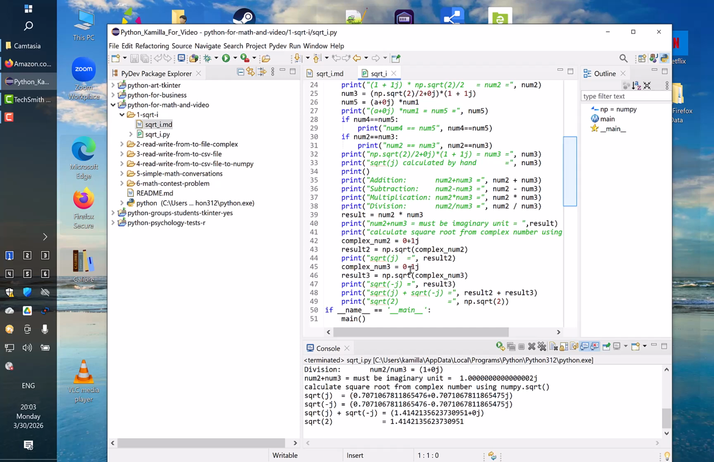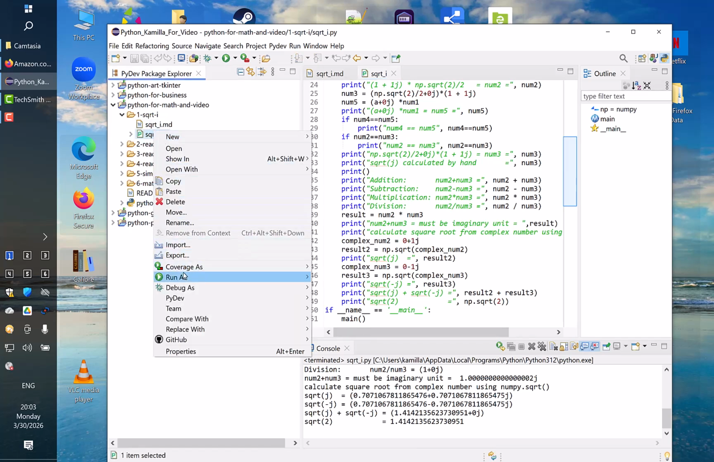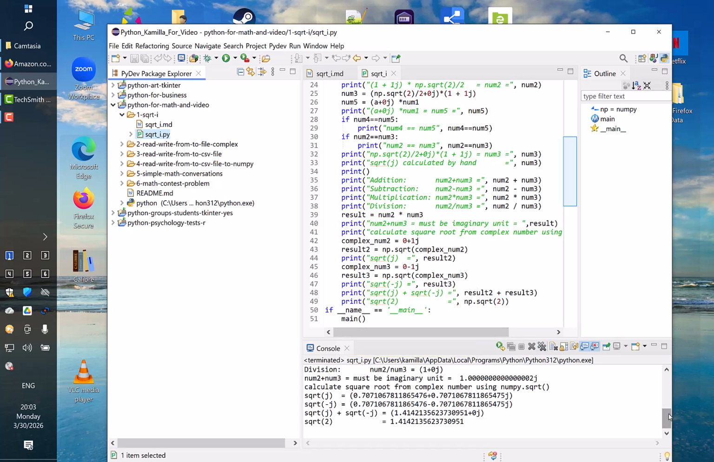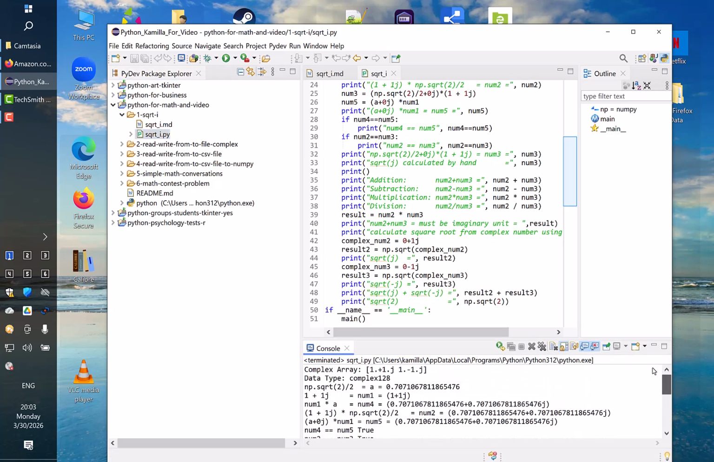Also we calculated the square root of negative i, which is actually 0 minus 1j, and we consider this, and we got this. So this will be the result of our program. We can run it. So this will be our output.